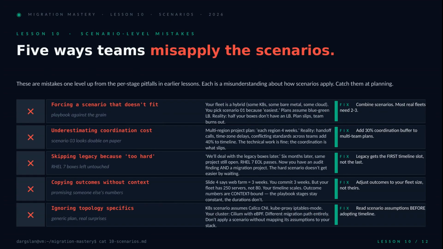Before you run those drills, a warning. There are 5 mistakes that happen one level up from the per-stage pitfalls. They're misunderstandings about how scenarios apply in the first place. Forcing the wrong scenario because it looks easiest, underestimating coordination cost on multi-team work, deferring legacy until the EOL date catches you, copying someone else's duration without scaling for your fleet size, and ignoring topology specifics like Cilium versus Calico. The fixes are simple. Combine scenarios, add a 30% buffer for coordination, schedule legacy first, scale outcomes to your fleet, and read the assumptions before you adopt the timeline.